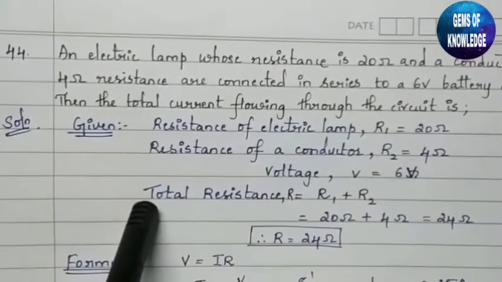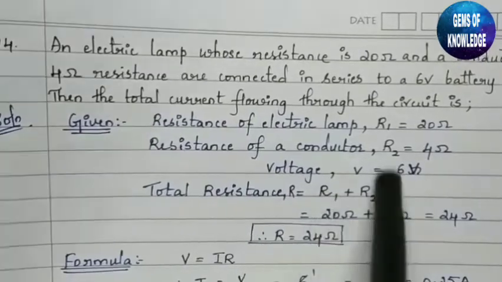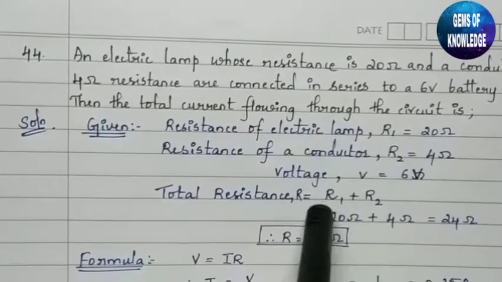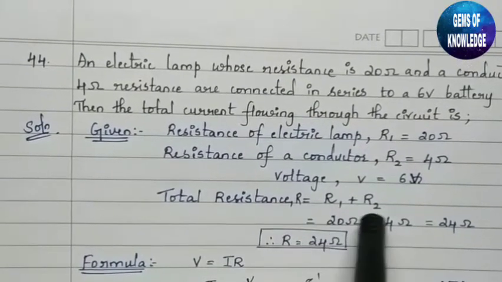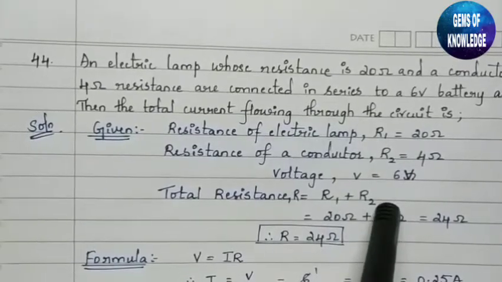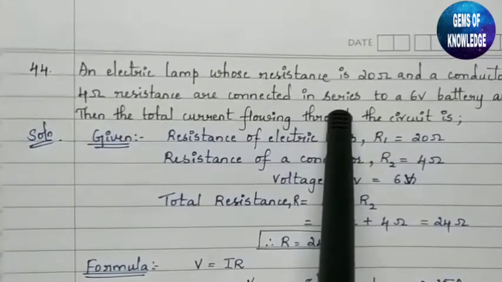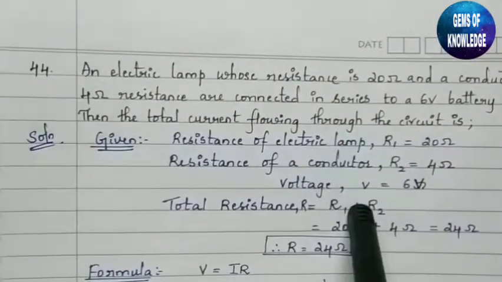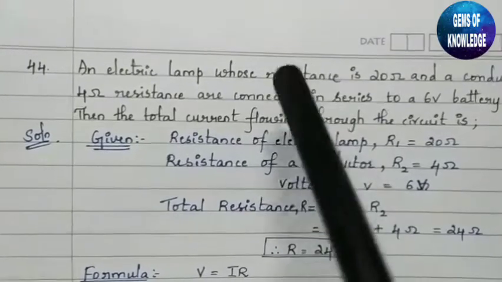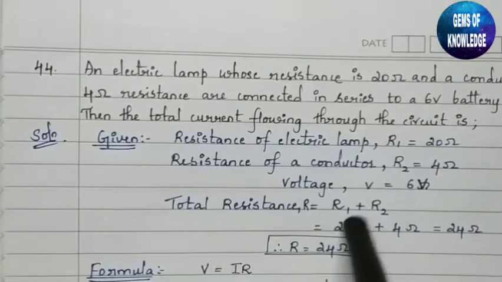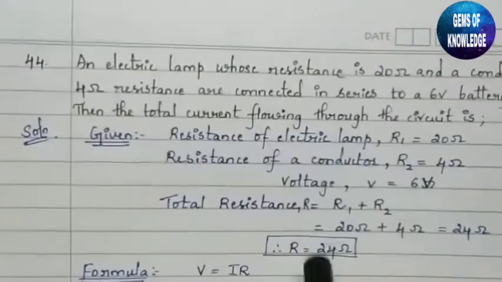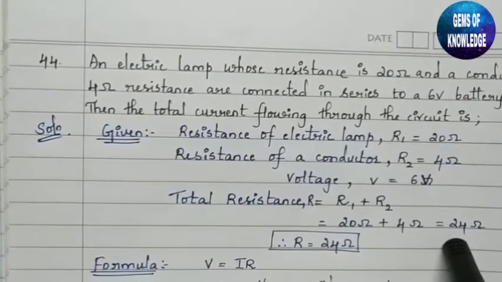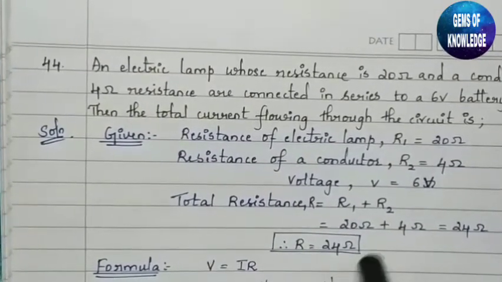Here, first we have to find the total resistance. So we have to add these to find the total resistance. What is the total resistance? R1 plus R2. Why have we taken R1 plus R2? Because it is connected in series connection, so we have to take it in the form of R1 plus R2. If instead of series it was parallel, then we would have to take 1 by R1 plus 1 by R2. Then 20 ohms plus 4 ohms, so we will get the answer as 24 ohms, that is the total resistance.